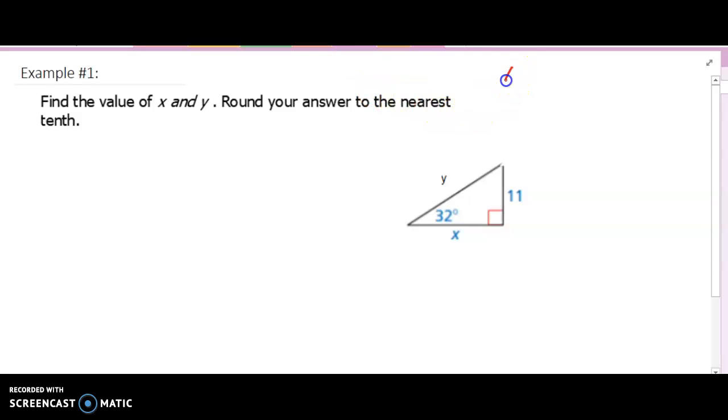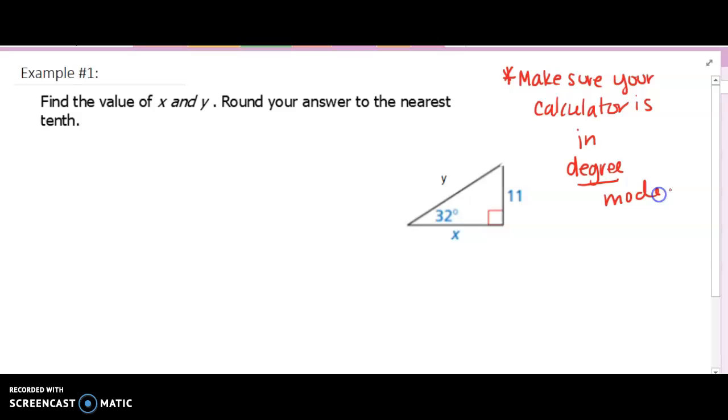So what I need you to do is make sure whatever calculator you're using is in degree mode. Okay, so go ahead and do that. Otherwise, you will get some really wonky answers.